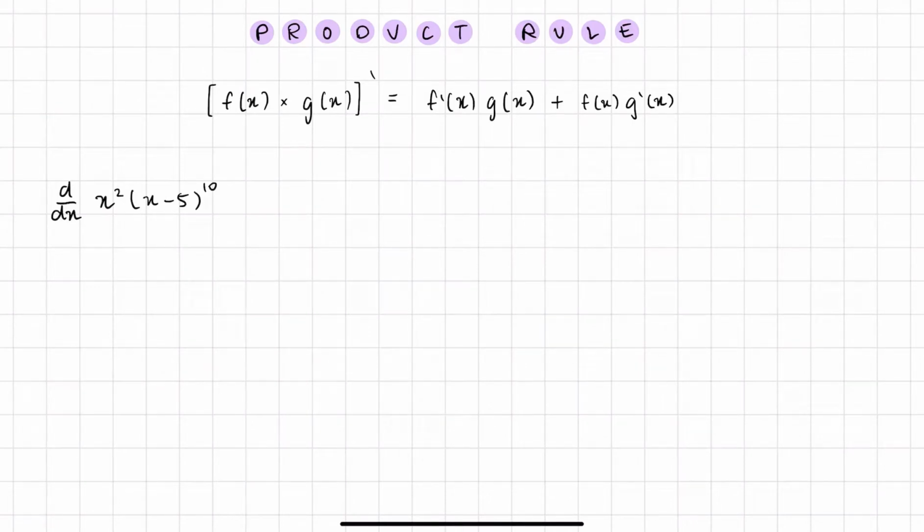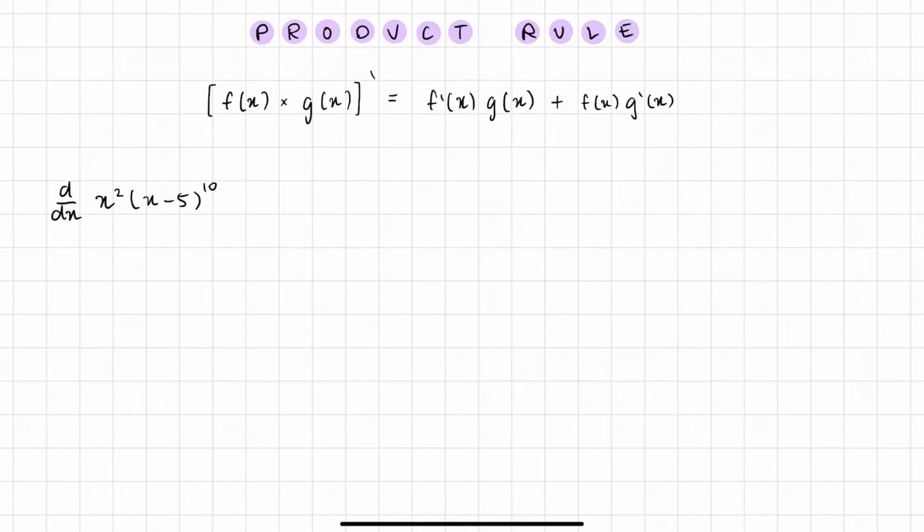Hey guys, I'm just going to show you how to use the product rule, and I'll show you with a couple of questions. So I've got the product rule written out right in front of us. Now again, there's a lot of different notation that you'll see, so I'll explain what I've got.